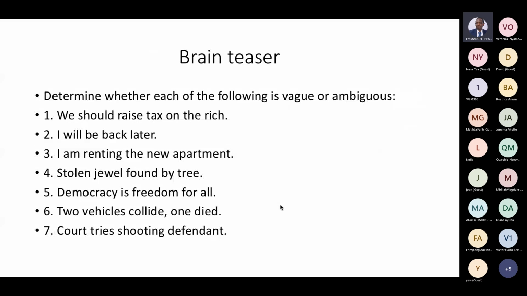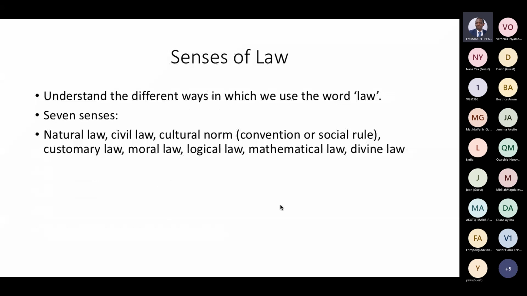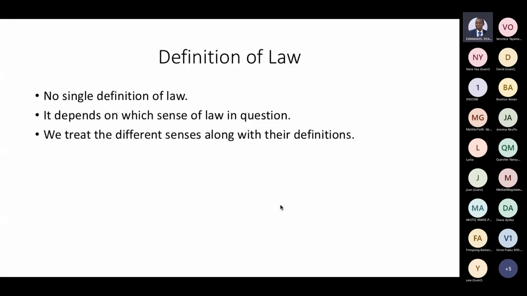When we had done that, then we saw the senses of law. We had said that law has many senses, and because of that, you cannot really define law as law. It's only when you are talking about a particular kind of law that you can define it. For instance, natural law, no single definition of law. It depends on the sense of law in question.